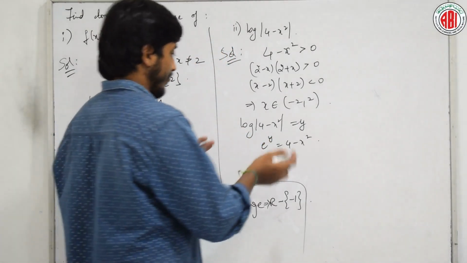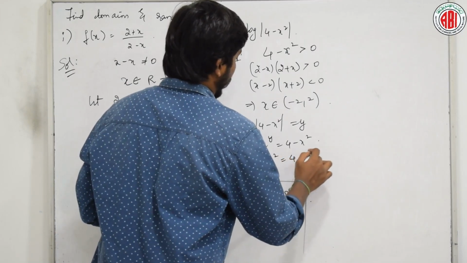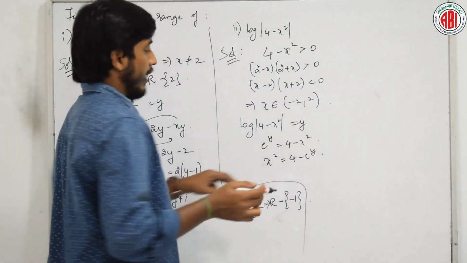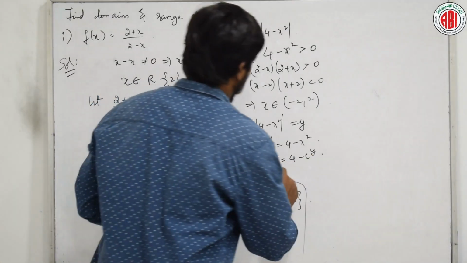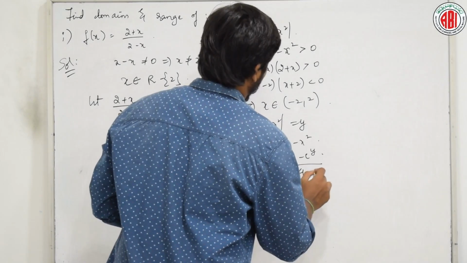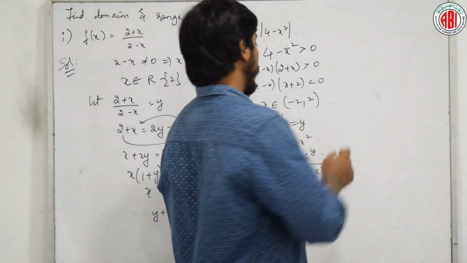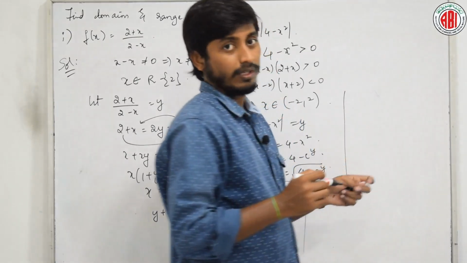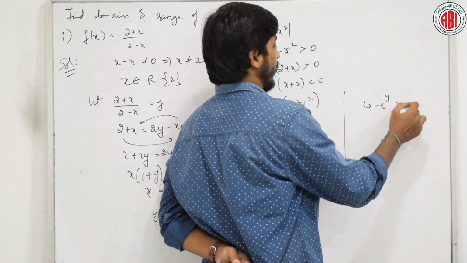Or else you can simplify it first of all. x square is equal to 4 minus e power y. e power y will always be greater than 0. Remember, x is equal to under root of that, 4 minus e power y. Now here it should be greater than or equal to 0. Right? That is, 4 minus e power y is greater than or equal to 0.